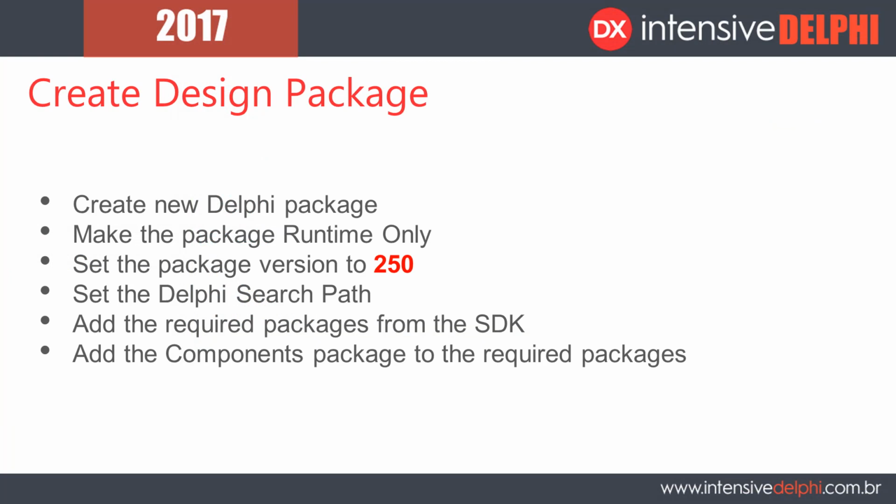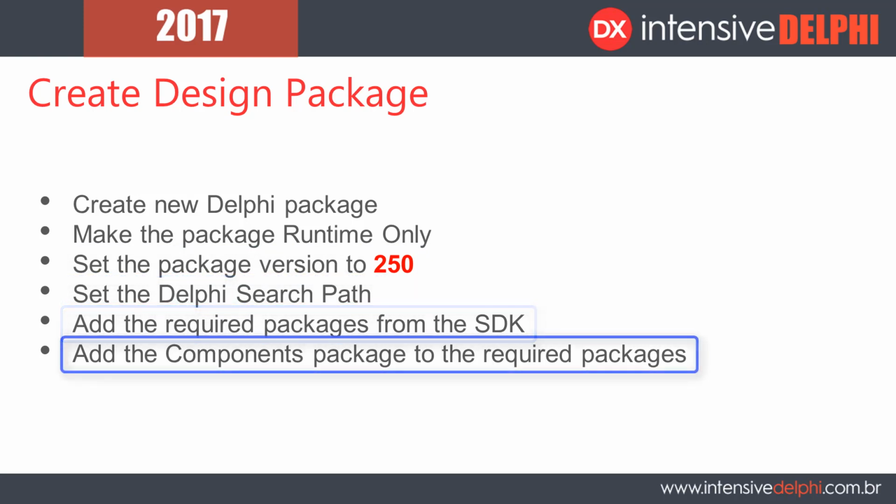Next, we will add a design time package. The design time package typically is used to register our components, and it can also add some advanced design time functionality. The steps are almost the same. We'll create a Delphi package, make the package runtime only, set the package version to 250, set the Delphi search path the same as for the component package, and add the required packages from the SDK. The only additional step is to add our components package to the required packages so the design time package can work with our components package.